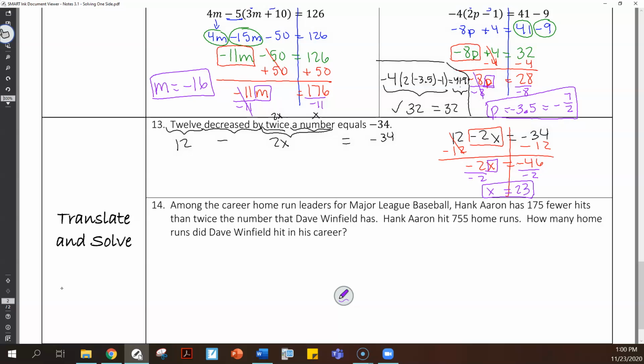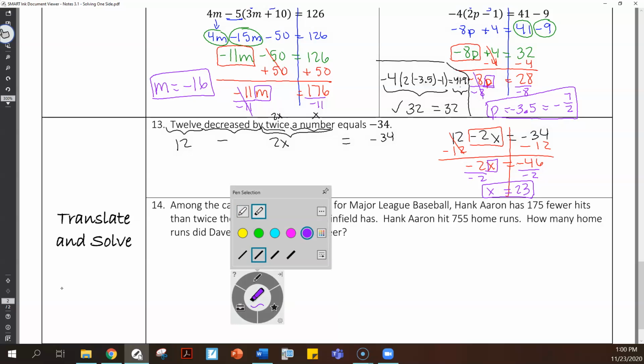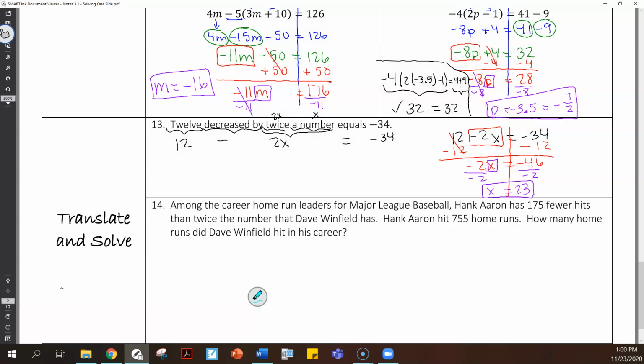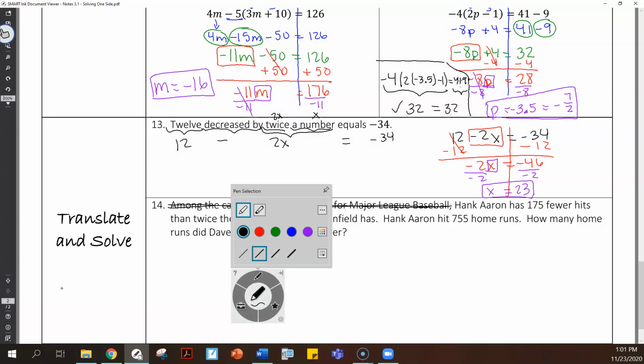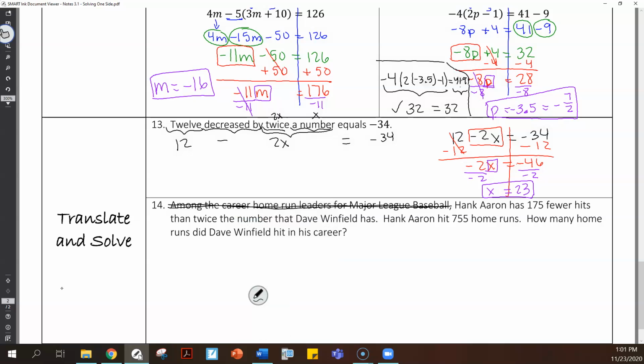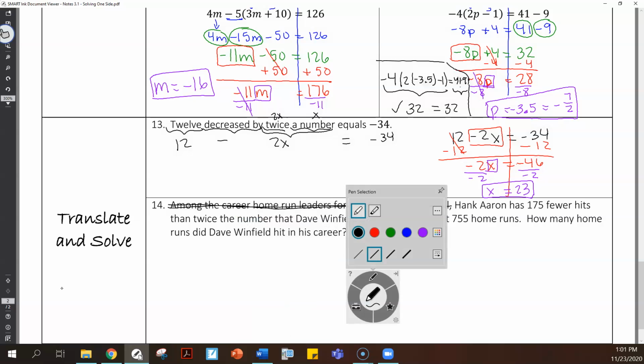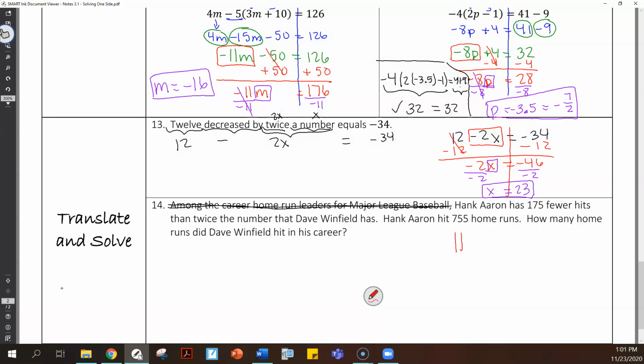Okay, I'm going to apply that same process to number 14. This one's got a lot more words, but the process here is the same. So among the career home run leaders for Major League Baseball, don't care. Okay, don't care about this. This doesn't tell me anything relevant to my problem. Hank Aaron has 175 fewer hits. Okay, so Hank, I'm going to put a big H to represent Hank, has 175 fewer hits.